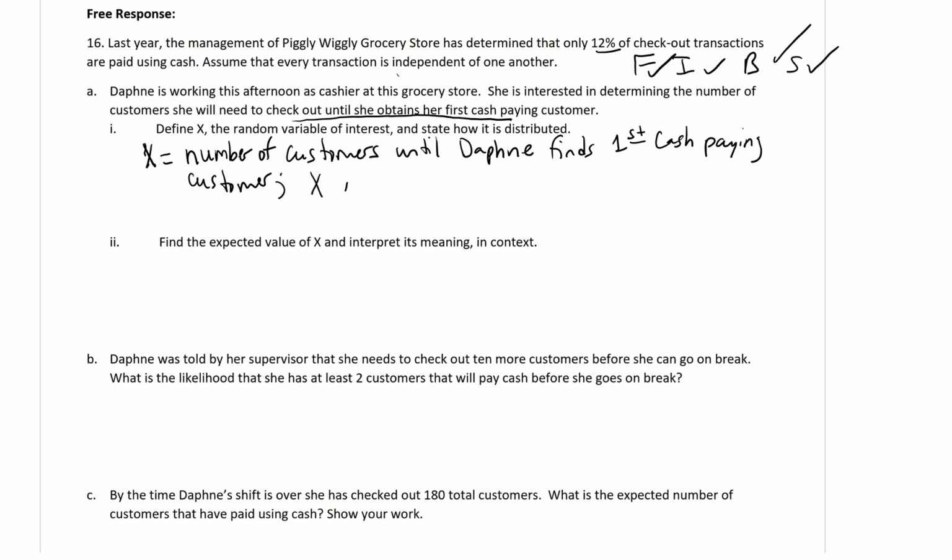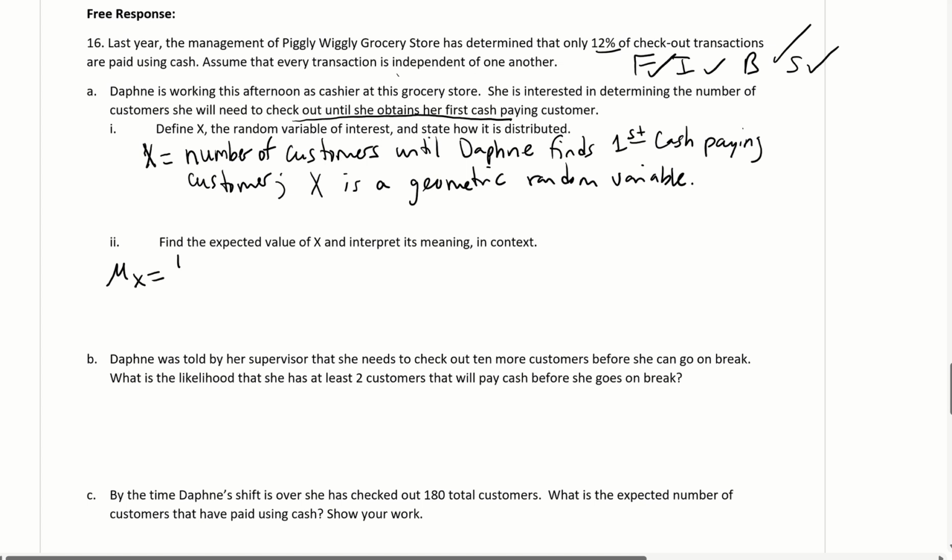And X, in this case, X is a geometric random variable. Okay, so now because it's a geometric and we want the expected value, so μ_X is equal to 1 over p, which is 1 over 0.12, which is 8.33.